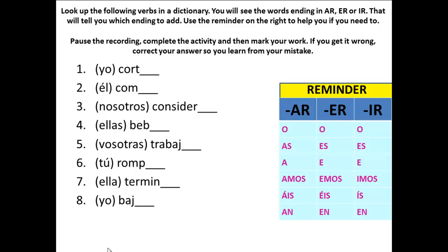Por ejemplo, número 1. Yo corto. Now this is because if you look up cort, you would find the verb cortar, to cut. And therefore when you chop it off and it's an AR ending, you would put an O in its place for yo, as in I cut. Pause the recording, complete the activity and then mark your work. And if you get it wrong, correct your answer so you learn from your mistake.